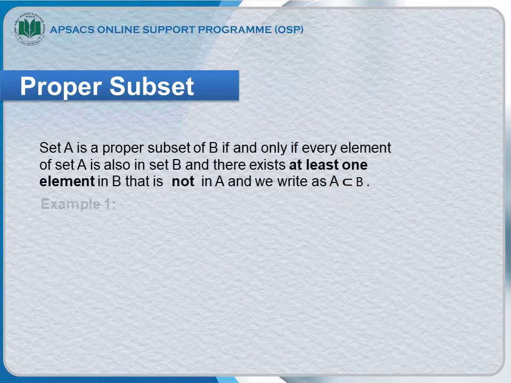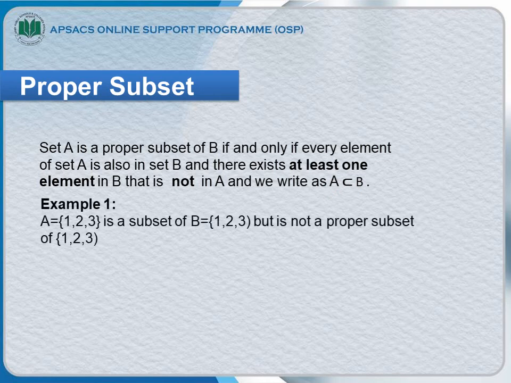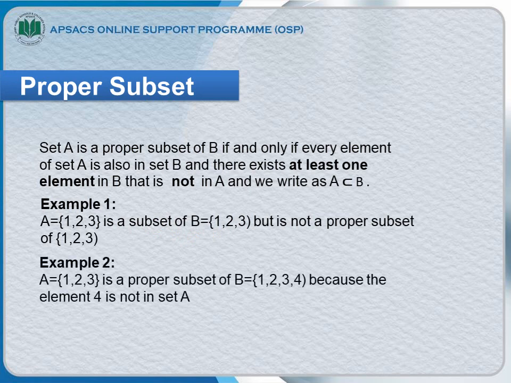Let's take an example. Example number 1, we have set A: 1, 2, 3 is a subset of B: 1, 2, 3. In both sets, we have the same elements. It's also an equal set, but it's also a subset because elements of A are present in B and elements of B are present in A. So both sets are subsets but not proper subsets. Clear? Let's see example number 2.